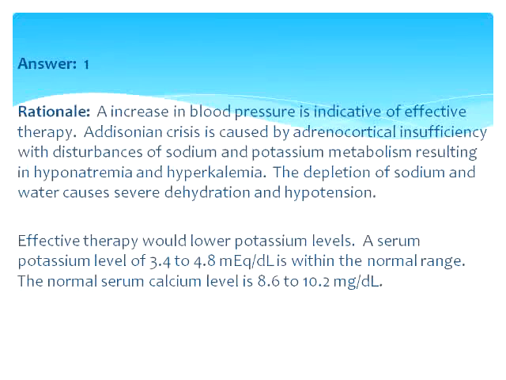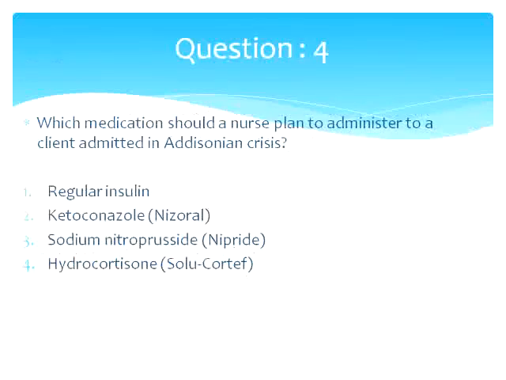An increase in blood pressure is indicative of effective therapy. Addisonian crisis is caused by adrenal cortical insufficiency with disturbances of sodium and potassium metabolism resulting in hyponatremia. The depletion of sodium and water causes severe dehydration and hypotension. Question 4. Which medication should a nurse plan to administer to a client admitted in Addisonian crisis?